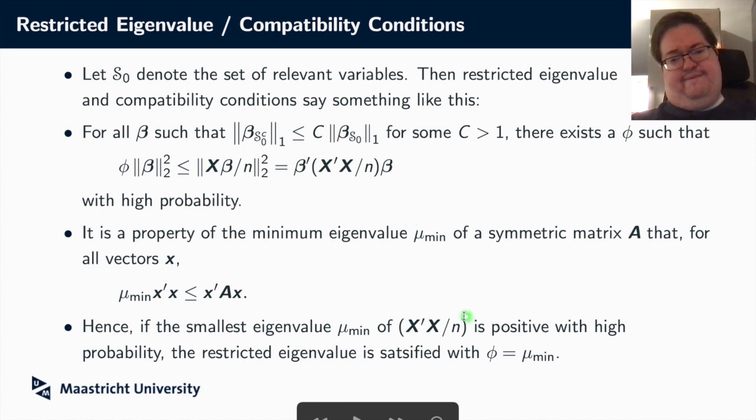So if we could look at the smallest eigenvalue of this quantity here, x prime x over n, and if that would be positive with high probability, well, then we could just take our phi equal to that smallest eigenvalue. And we would be done, and this condition would be satisfied.